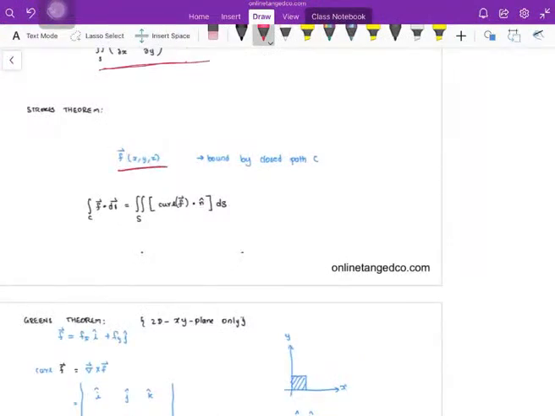Similarly, what does the Stokes theorem say? The Stokes theorem is the same: the cyclic integral over the closed path of F dot dr is nothing but a surface integral of curl F dot n cap into dS. This is nothing but the Stokes theorem, curl F vector dot n cap into dS.